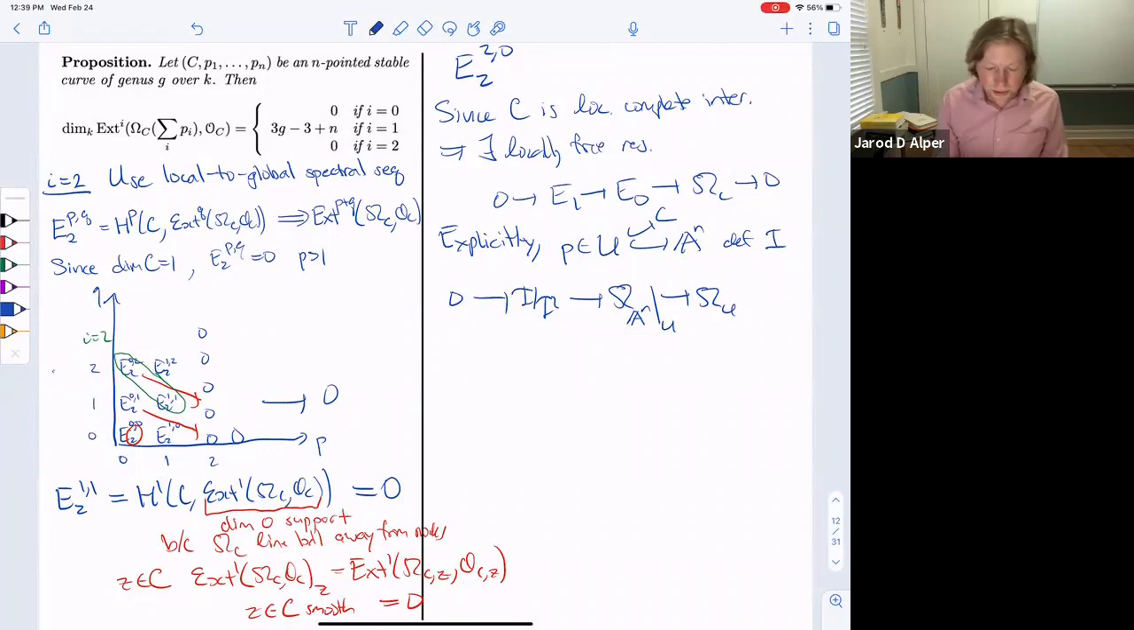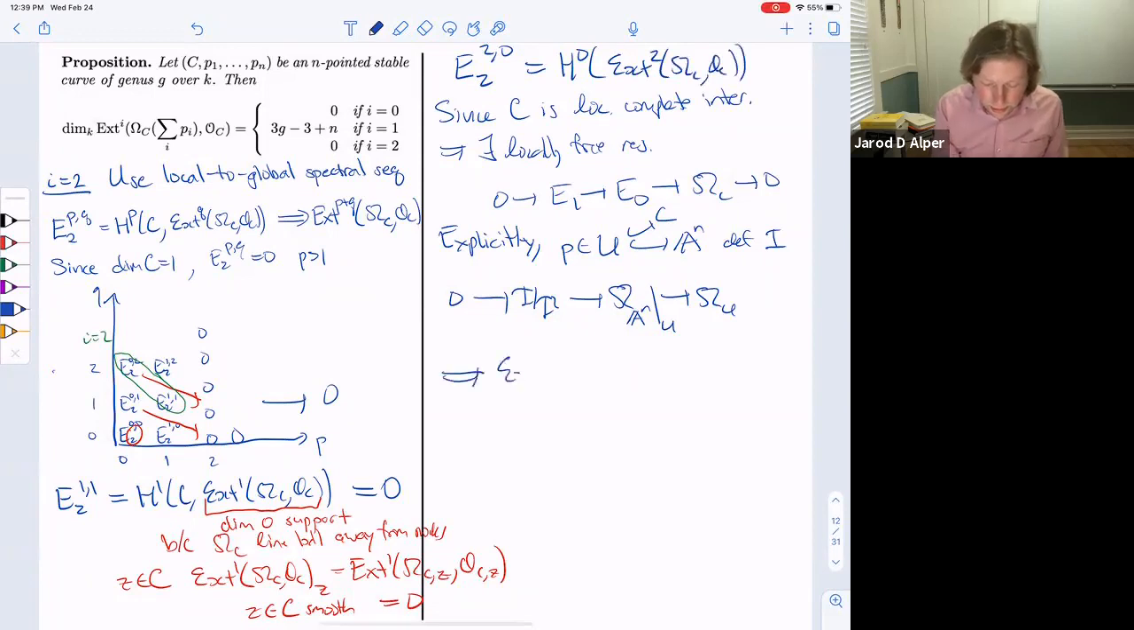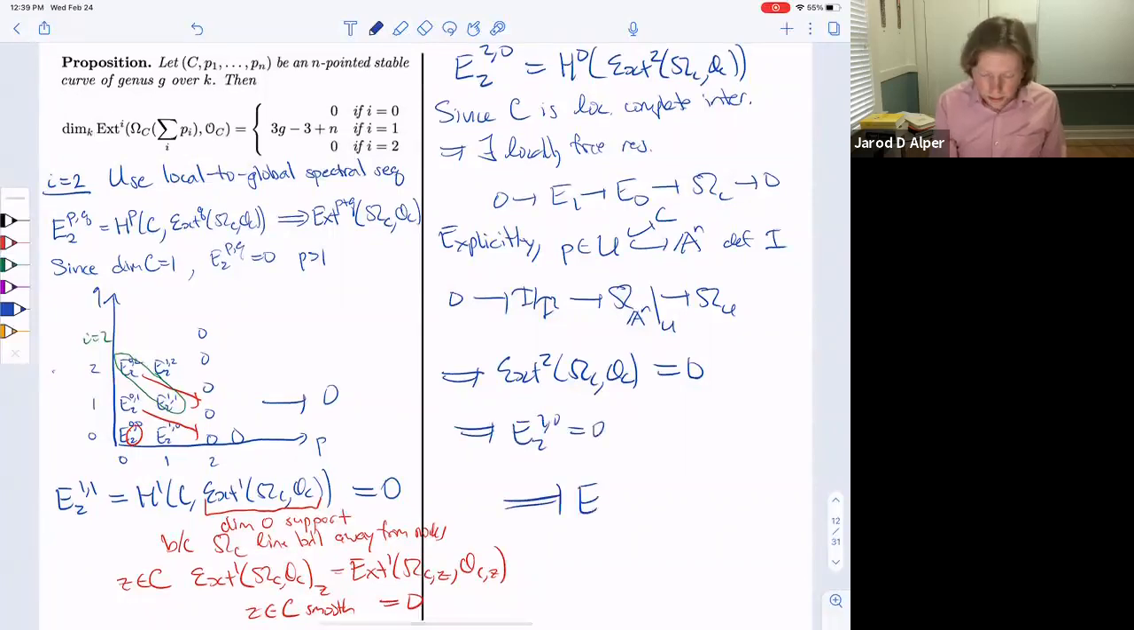But that's good for us because we want to compute this term, which is H0 of Ext^2 of omega_C, O_C. And what this tells us is that this Ext^2 sheaf just vanishes. And so we get that this term vanishes. And altogether, this implies that Ext^2 of omega_C, O_C is 0.